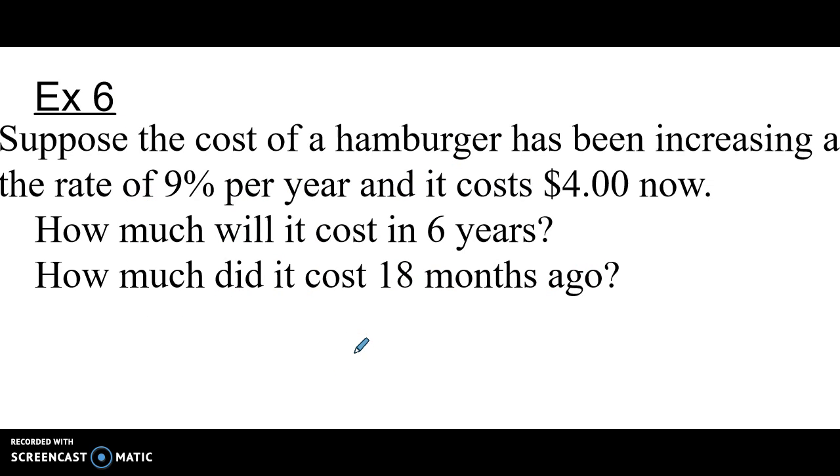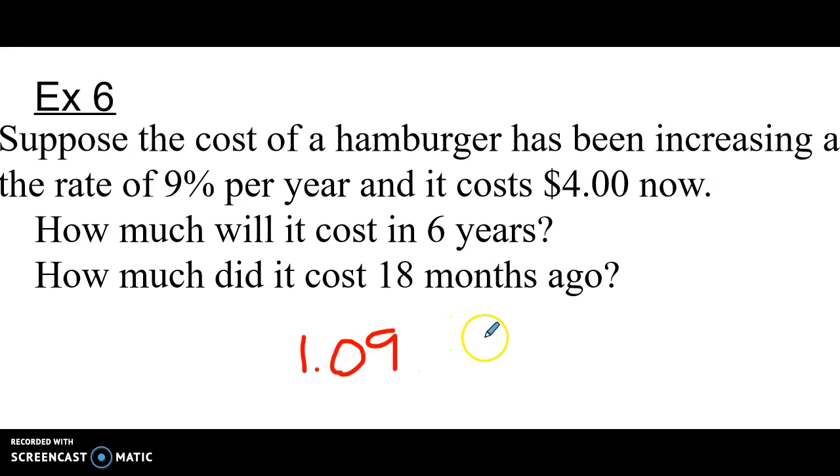All right, let's try a word problem now. Suppose the cost of a hamburger has been increasing at the rate of 9% per year, and it costs $4 now. How much will it cost in 6 years? How much did it cost 18 months ago? So I've got the cost of a hamburger. It's been increasing at a rate of 9% per year. It costs $4 now. So if I'm going up by 9% per year, then what I have for a base here is 1.09. That's the number I'm going to multiply by each time.